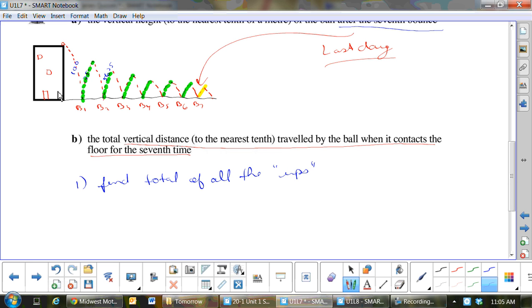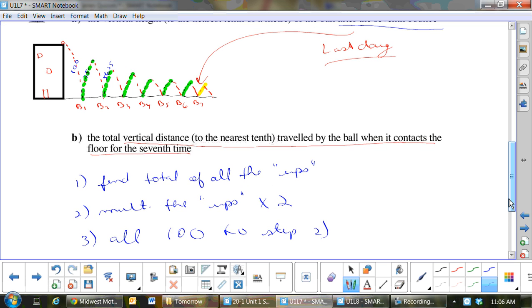So for step 2, I'm going to multiply the ups times 2, because now I get the up, down, up, down, up, down, up, down of the bounces. And then after I do that, step 3, I will add 100 to step 2. So whatever I got in step 2, I'm going to add 100 because I haven't counted the 100.